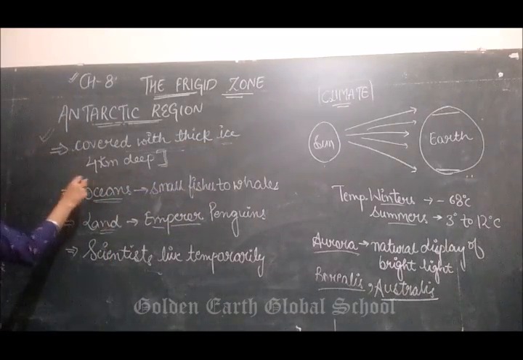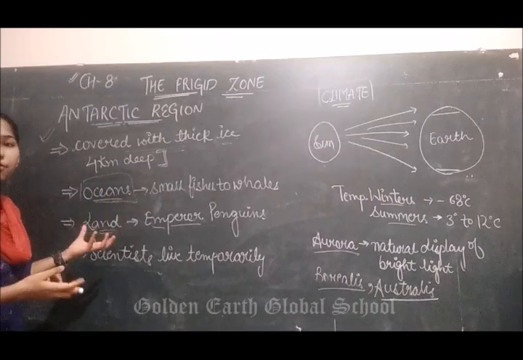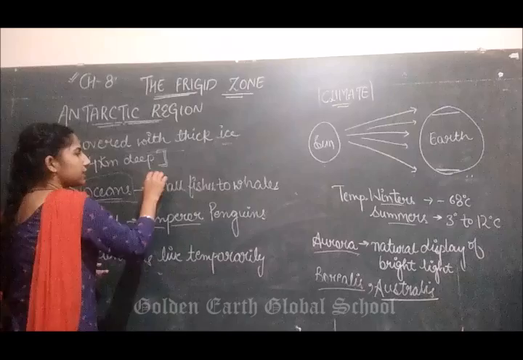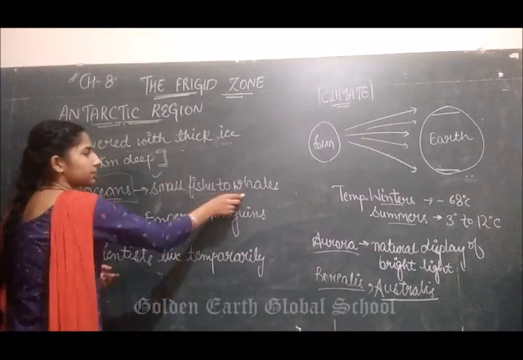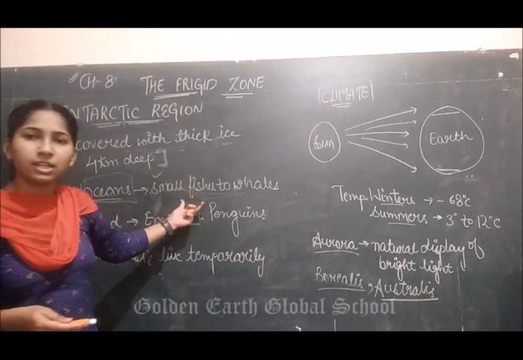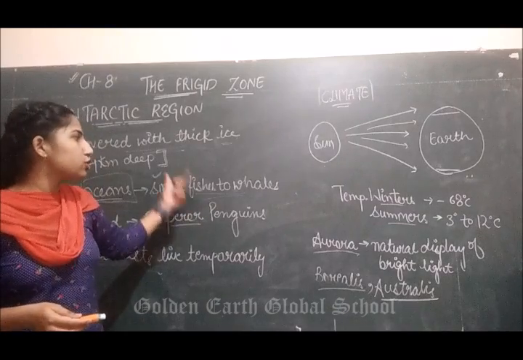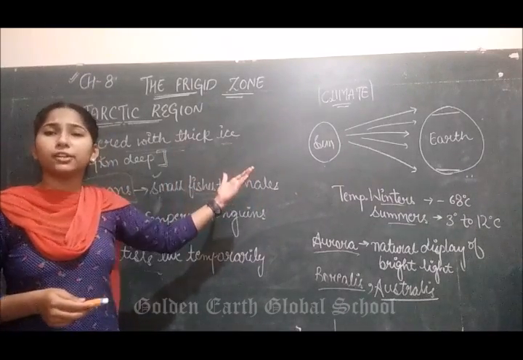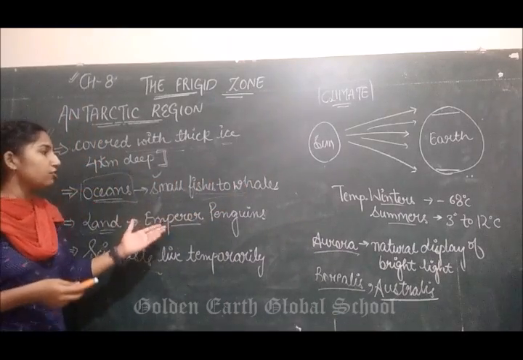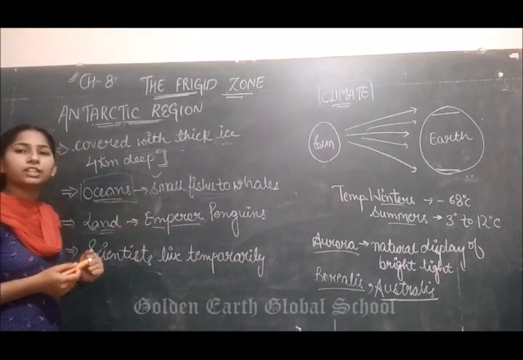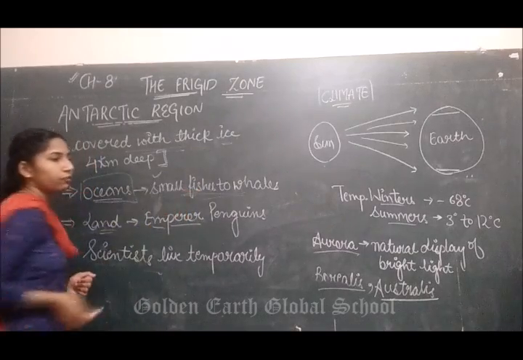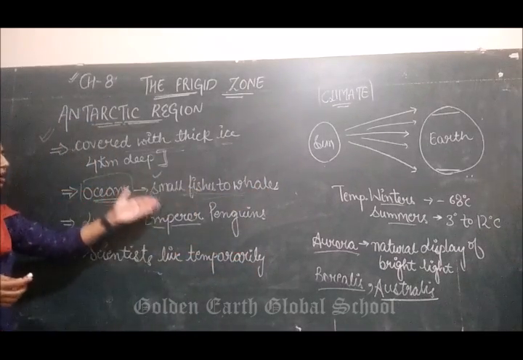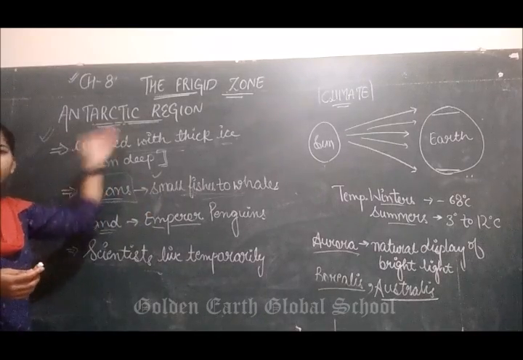So this was about the Antarctic region. Talking about the oceans, or about the life in the oceans. The oceans of the Antarctic region comprise everything from small fishes to whales. From the smallest fish to the largest living mammal on the earth, the whale. All kinds of animals, different species of animals, are found in the oceans of the Antarctic region. They all are found in the oceans of the Antarctic region.